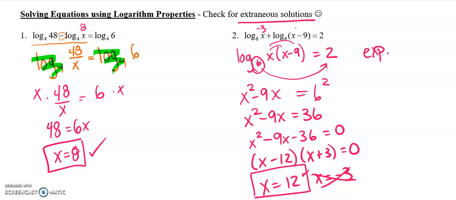Okay, sorry guys, two more to go. Ran out of time. So again, we get rid of the x equals -3 because when I plug in -3, I'm trying to take a log of a negative, and that's not allowed. So we're going to just keep the 12.